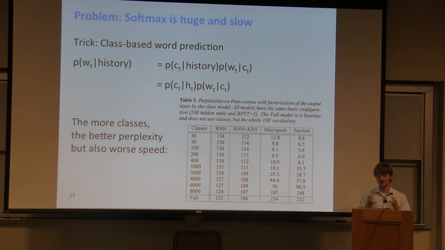But it's a really clever idea, right? Because your softmax has 100,000 words in it. So just to predict the next word, you have to do a very costly matrix multiplication of 100,000 times the size of your hidden state. Here, you just have the size of your hidden state times the number of classes, and then the number of words in that class only. So it's much more efficient.